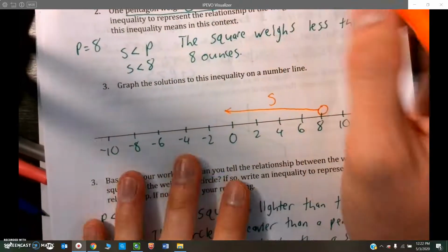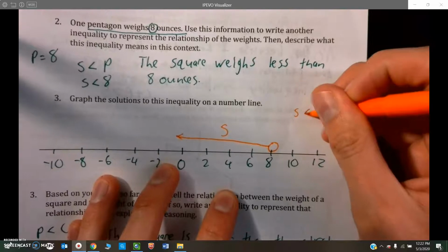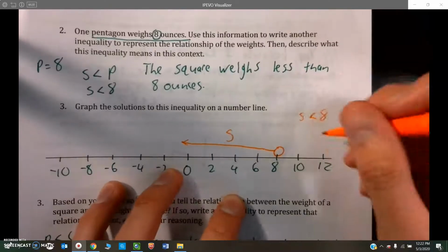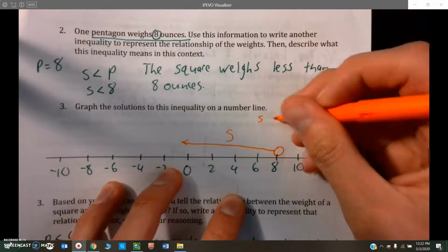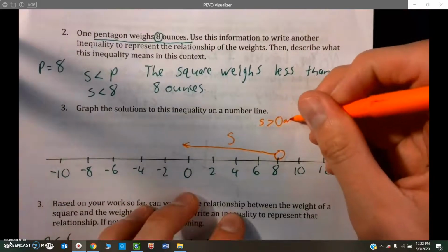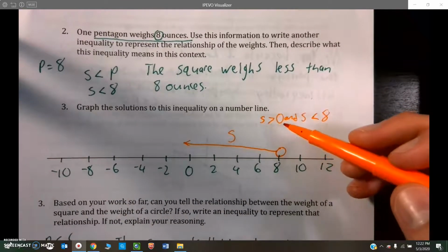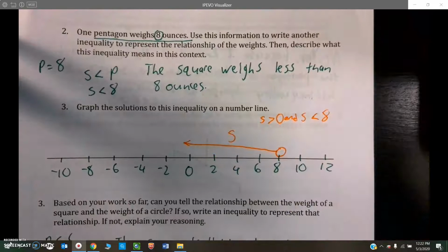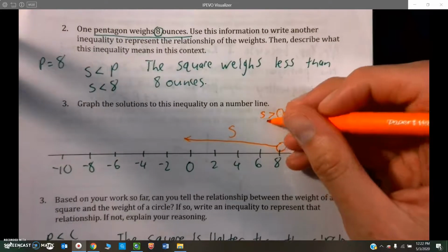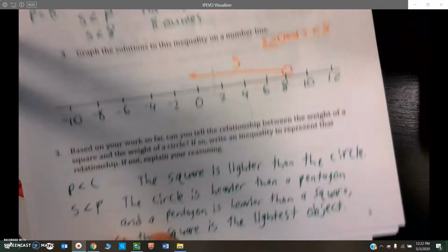So, really, the inequality should be S is less than 8, and S is greater than 0. That is what it should be. We were not given this, but using our minds, we know that there's no such thing as a weight below 0. So in theory, we should include that as well to make sure that it actually makes sense.